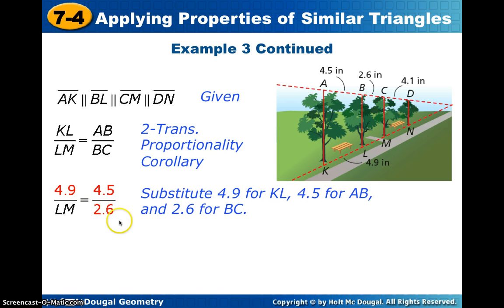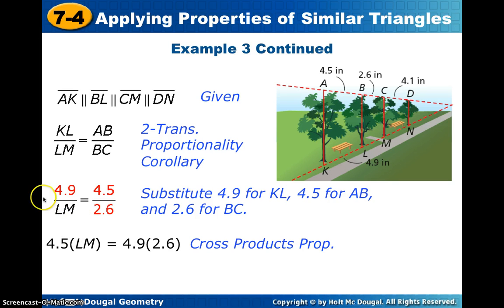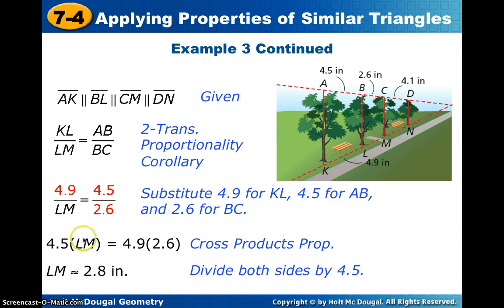Now we could have set this up differently. We could have put 4.5 over 4.9 and then 2.6 over LM. So when we're setting up proportions like this, there's more than one way to set it up that gives us the right answer, just as long as you get the same thing when you cross multiply. All right, so let's go ahead and cross multiply. Okay, and we're going to get 4.9 times 2.6 equals 4.5 times LM. Dividing by 4.5 on both sides, our answer is approximately 2.8.